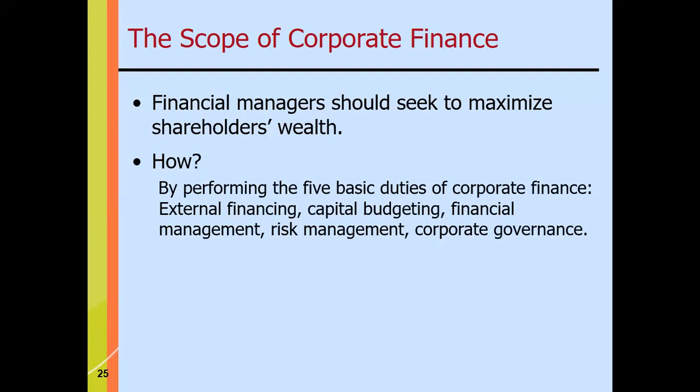Find a way to memorize these items: external financing, capital budgeting, financial management, risk management, and corporate governance. The latter 3 items, financial management, risk management, and corporate governance, are something that we can actually relate to firsthand. But external financing and capital budgeting could be new terms. Well, that does not stop us from remembering.